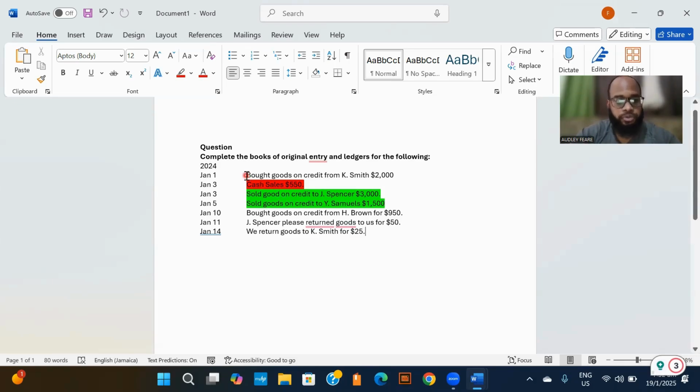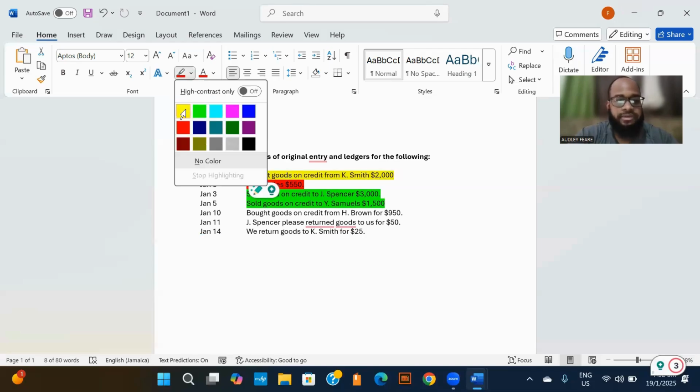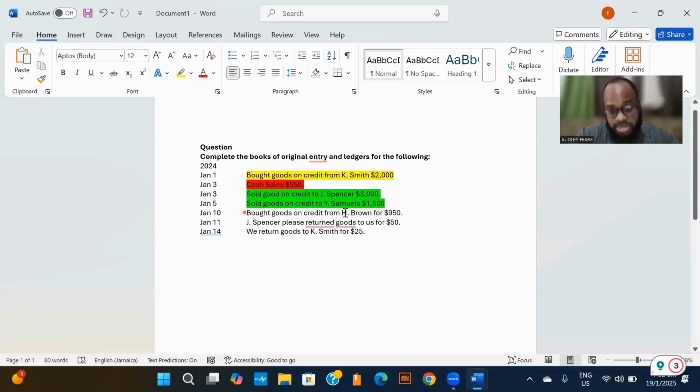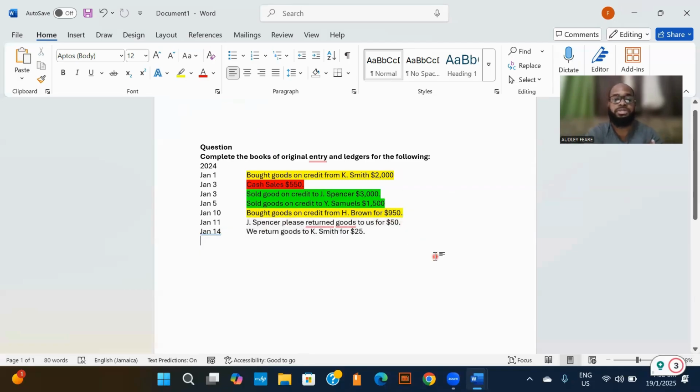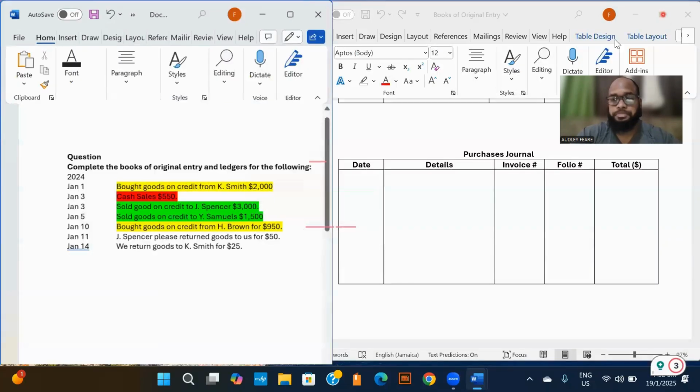So let's go. Now we're going to do the purchases journal. In other words, what are some goods that we bought on credit? Bought goods on credit from K. Smith, January 1, for $2,000. That fits the criteria. Bought goods again on credit from H. Brown. That also fits the criteria. We're going to do those two. J. Spencer returned goods to us. That would not fit it. Neither would January 14, where we return goods. Those are returns outwards and returns inwards. All right, so let's go.